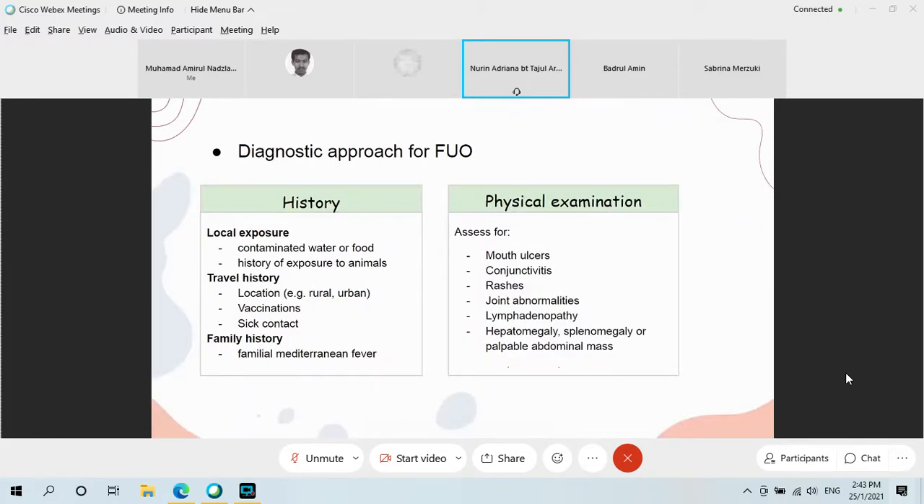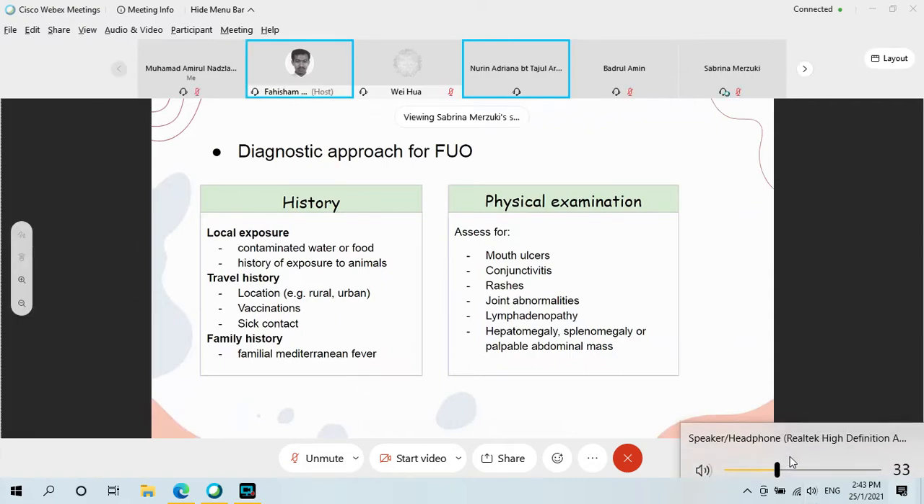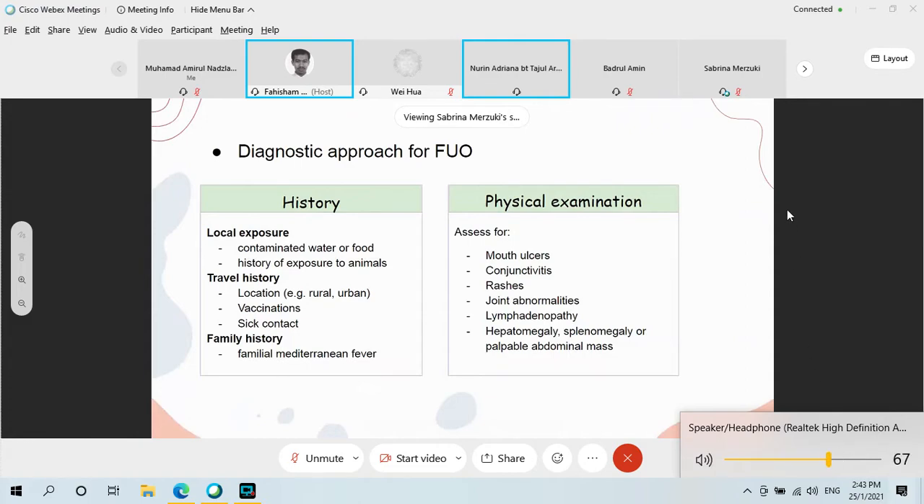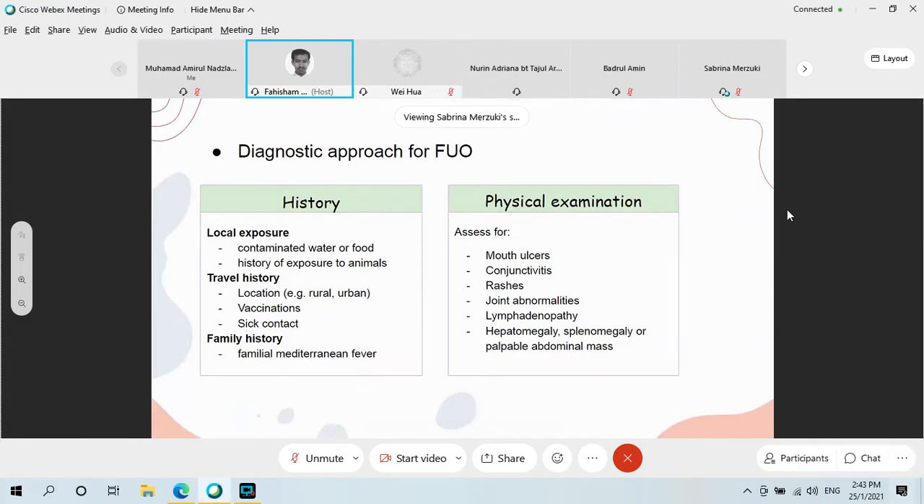Okay, next is diagnostic approach for fever of unknown origin. So for history. Can I just add on fever of unknown origin? Can you just go back a little bit before you go on next? Yes, Doctor. All these things, make sure when like if you say infective endocarditis, who is at risk of infective endocarditis?